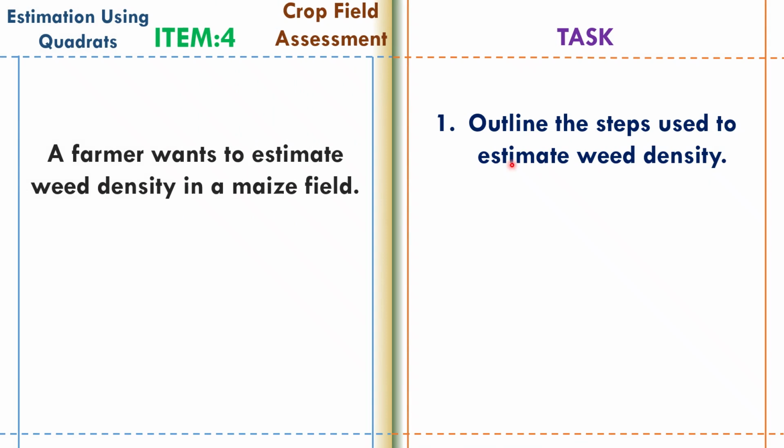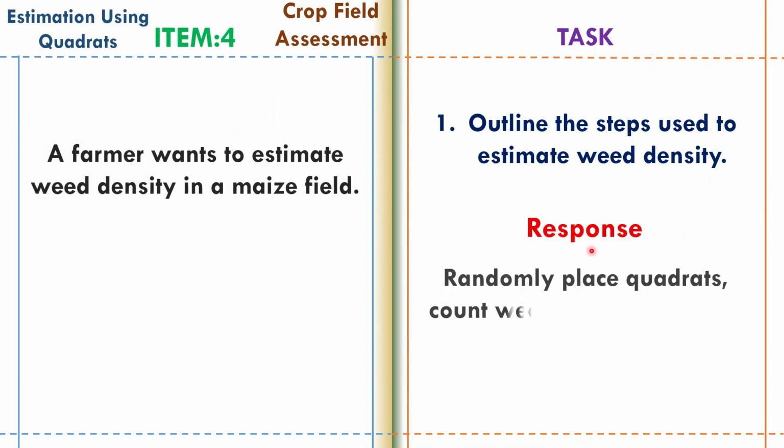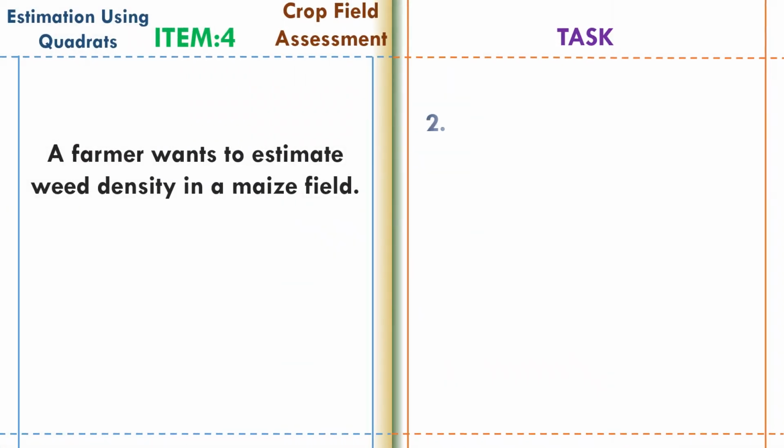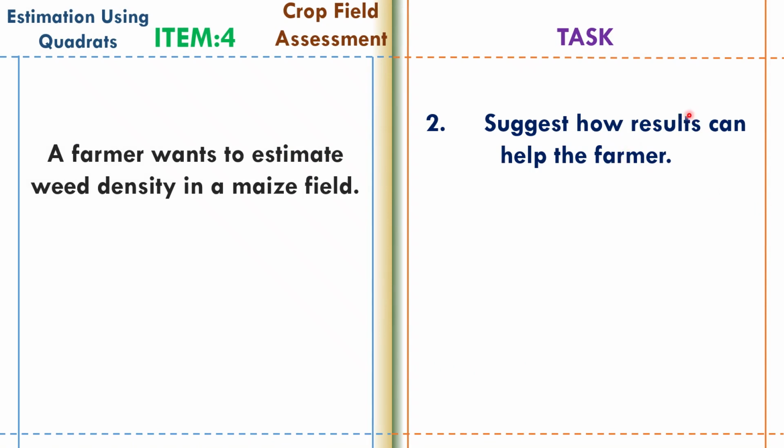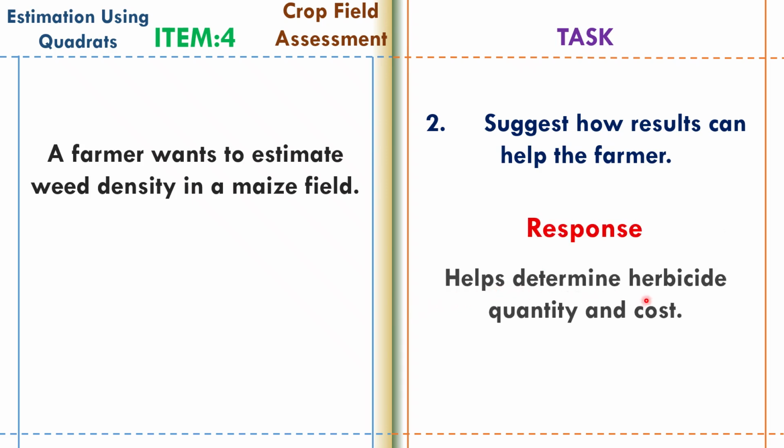Outline the steps used to estimate weed density. Randomly place quadrants, count weeds, calculate mean density. Suggest how results can help the farmer. Helps determine herbicides, quantity, and cost.